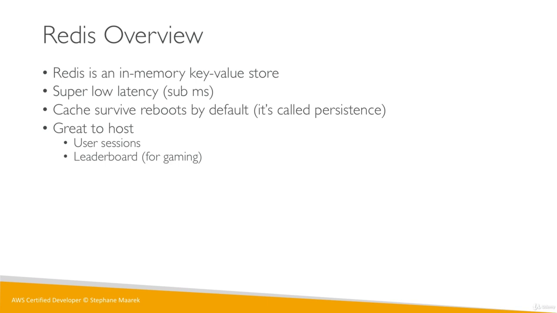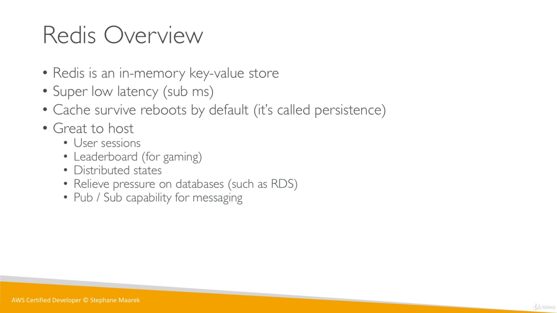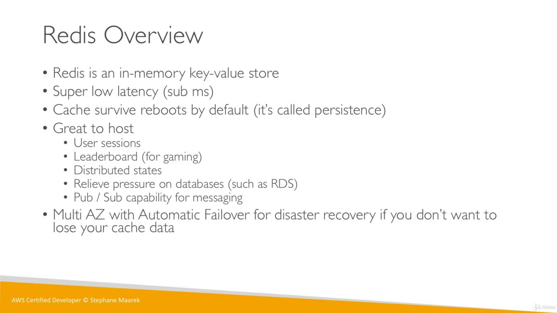Also leaderboards for gaming, because there's a sorting capability. Distributed states, so again, the user session is a good one. Relieving pressure on databases such as RDS, and we saw this in the architecture slide. It also has a PubSub capability for messaging if you want to implement PubSub. And obviously it comes with all the goodies that Amazon gives us, which has multi-AZ with automated failover for disaster recovery so we don't lose the cache data, and support for read replicas. So it's really good for you to know that there is this capability not to lose the data if you have reboots. It's called persistence. And also with multi-AZ, you can survive service outages.